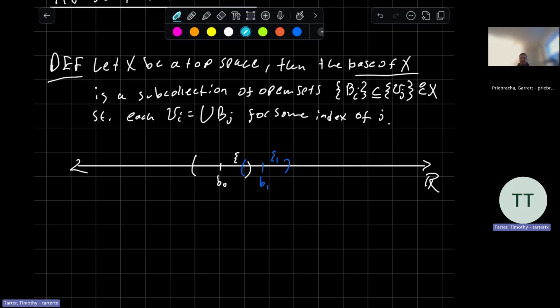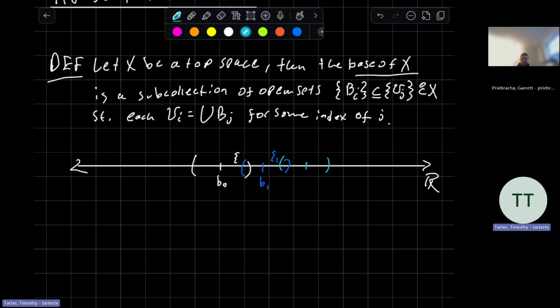It is sufficient to start with just the open balls, because say you have some weird open set. Well, it's just a union of these open balls.